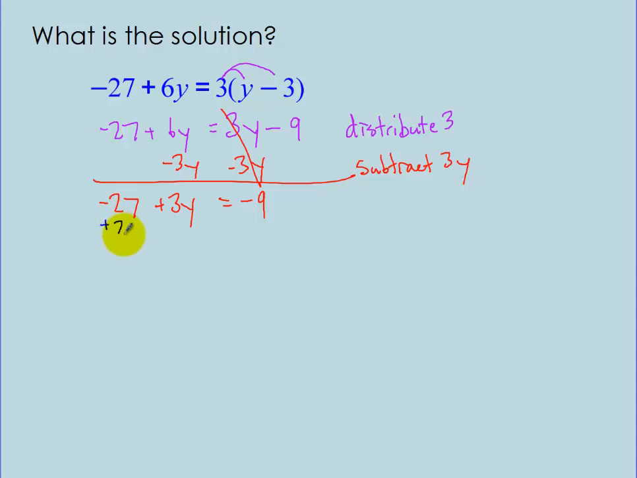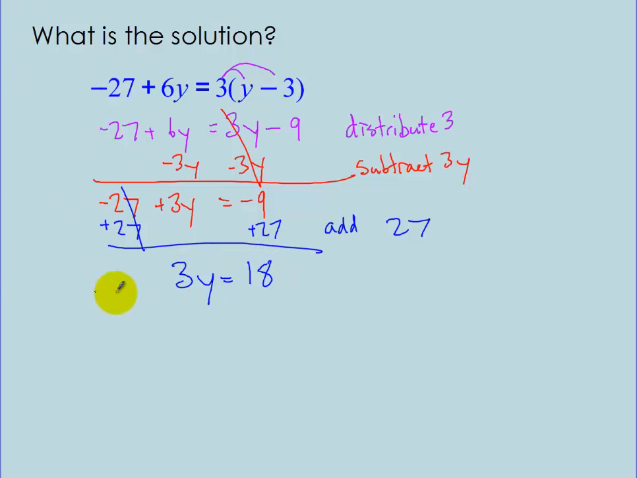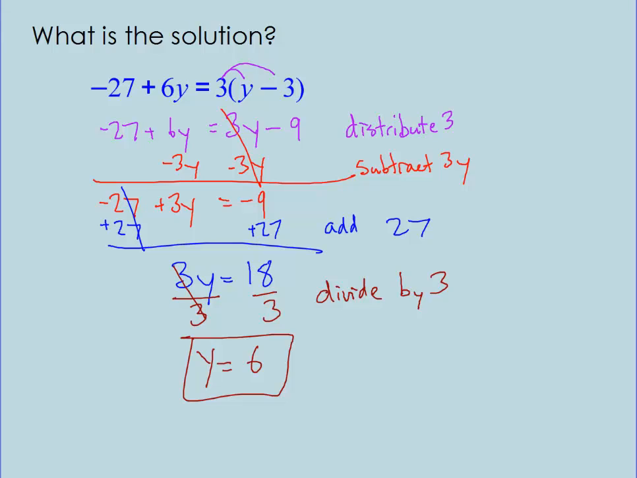So adding 27 to both sides. This is still getting things away from y. That's going to cancel out the 27s. You get 3y equals negative 9 plus 27, which is 18. My last step here, no more adding and subtracting, but I can multiply and divide. To isolate the y, I divide by 3 on both sides of the equation. The 3's cancel out, and I'm left with y equals 18 divided by 3, which is 6. So y equals 6. That's my solution.